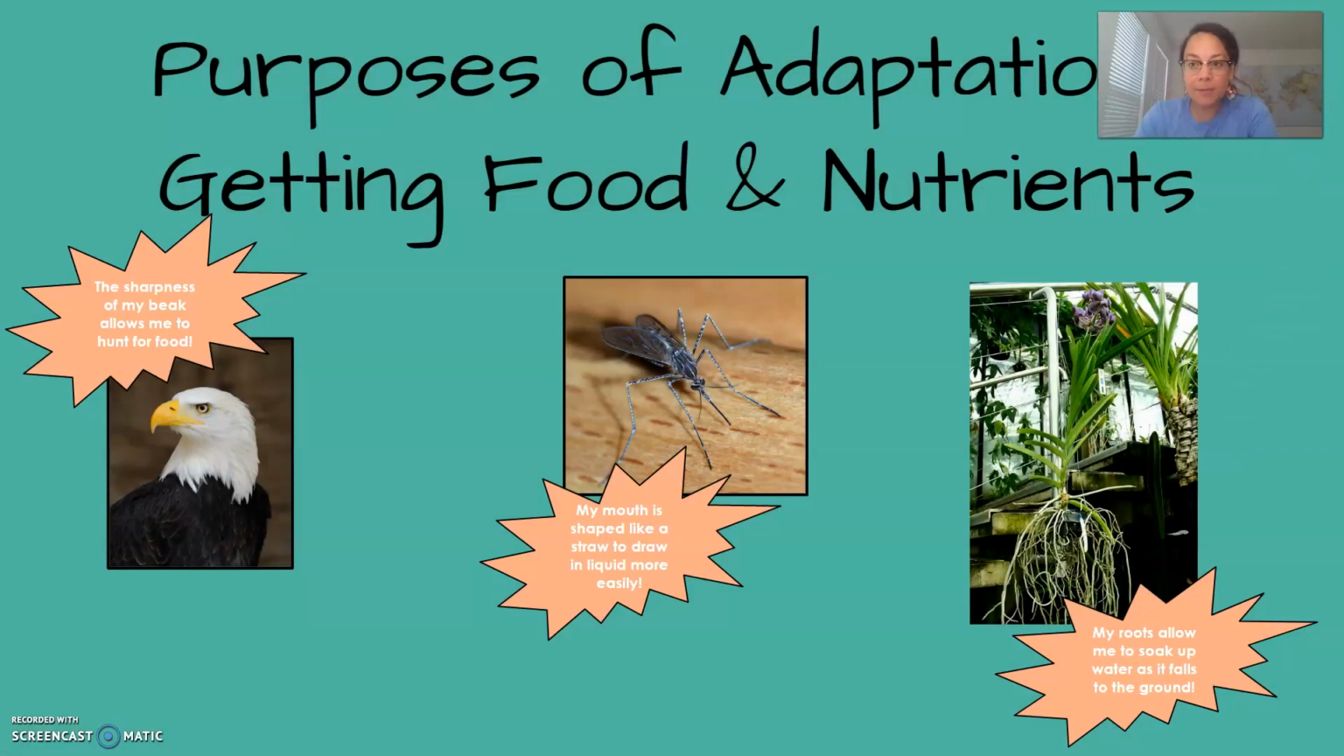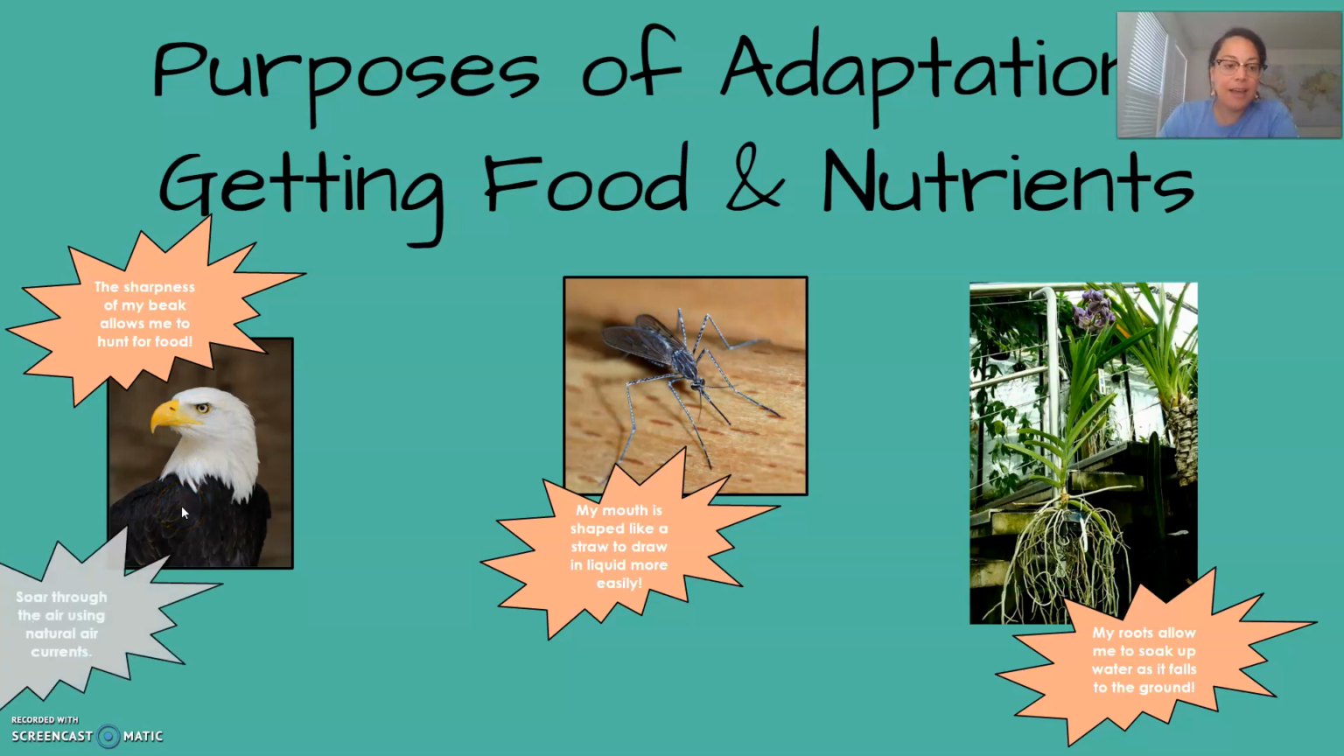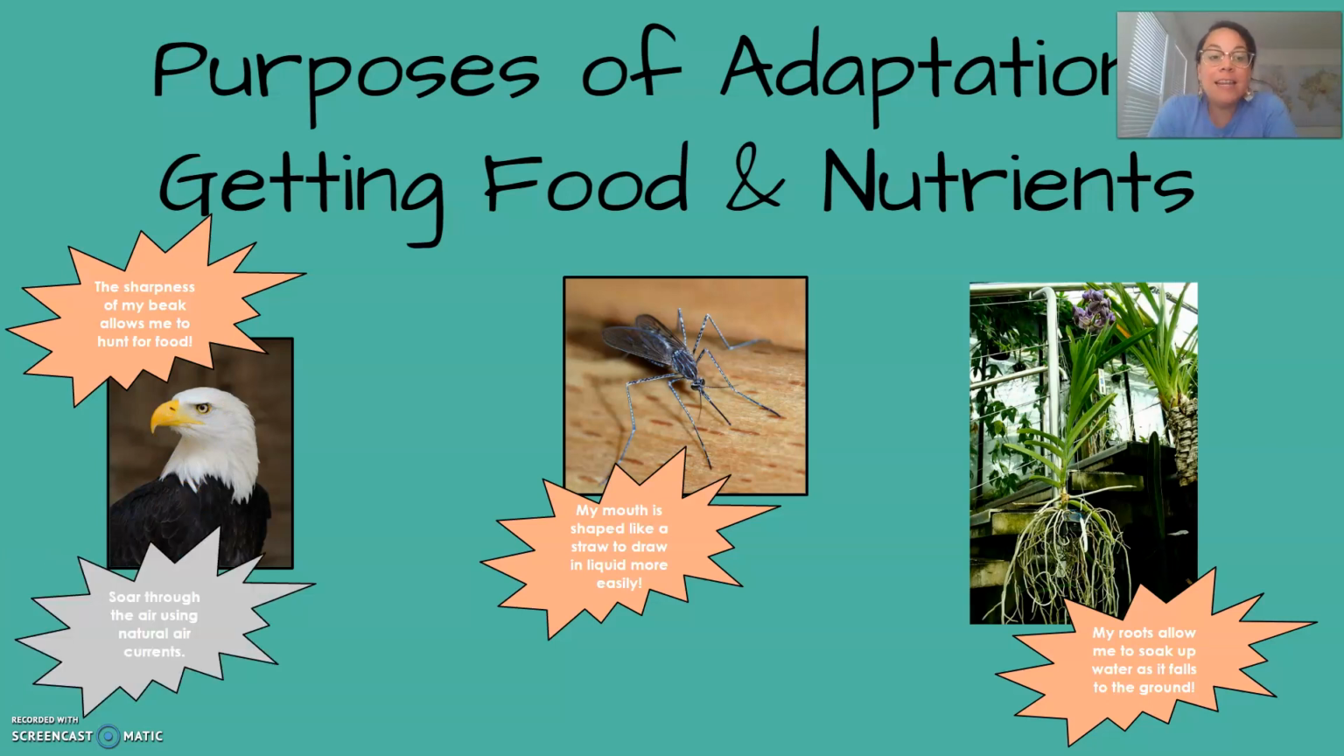Another purpose for adaptations is how organisms get their food and their nutrients. An eagle has a sharp beak that allows it to hunt for food to get its prey. I thought this was a fun fact, that an eagle has such a large wingspan that it'll actually soar through the air using natural currents in order to hunt for its prey, so it could be patient, whereas other birds of prey tend to just fly and strike, but an eagle just soars. I thought that was cool.